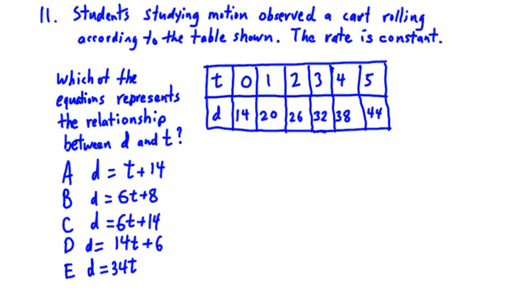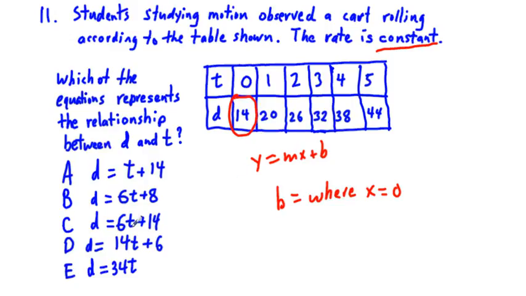Next problem, 11. Students studying motion observe a cart rolling according to the table shown. The rate is constant. I saw a couple students put a linear regression in a calculator. No, this is just too much time. What you need is this. If you know y equals mx plus b, the slope-intercept form, we know that because it's constant. Well, the b is going to be the output value where x equals 0, or in this case t equals 0. So 14 is going to be our y-intercept. So anything besides 14 as a y-intercept, you cross off.